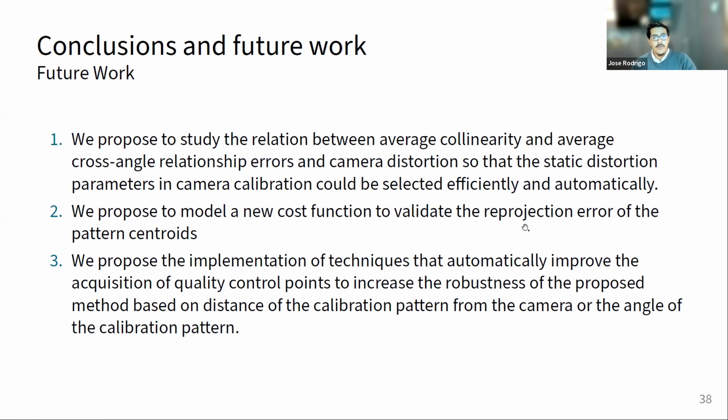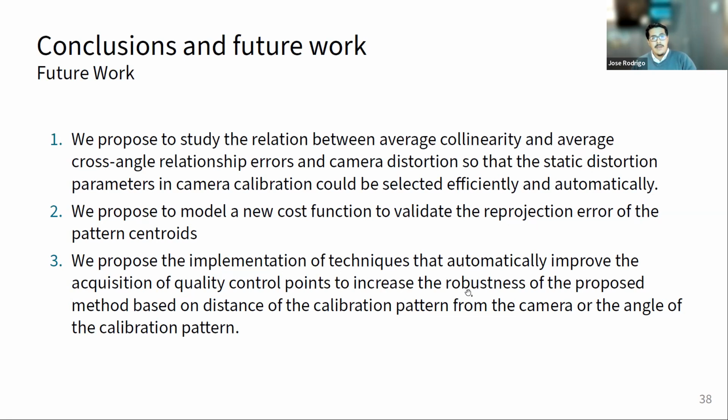For the future work, we propose three proposals. We propose to study the relation between average collinearity and average cross-angle relationship errors and camera distortion, so that the static distortion parameters in camera calibration could be selected efficiently and automatically. We propose to model a new cost function to validate the reparation error of the pattern centroids. Finally, we propose the implementation of techniques that automatically improve the acquisition of quality control points to increase the robustness of the proposed method based on the distance or the angle of the calibration pattern to the camera, like position recommendation.